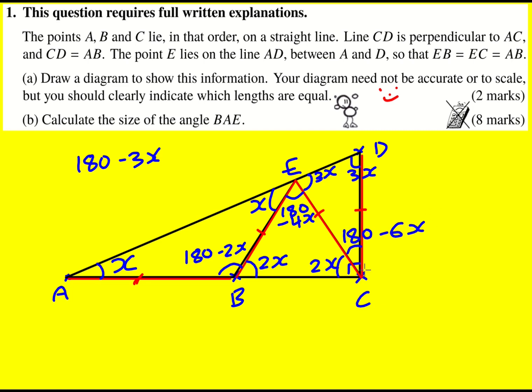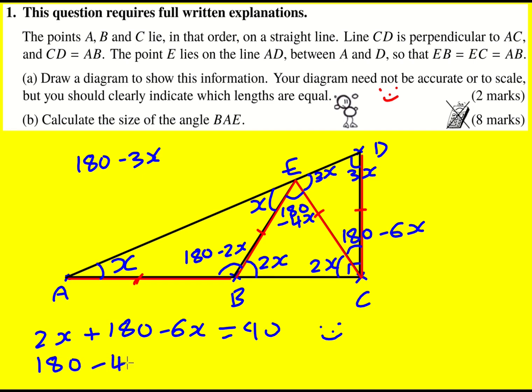Time to bring out the right angle fact. So it must be that 2x plus 180 minus 6x is equal to 90. And finally, I've managed to get an equation to solve. So I can just rearrange this. Let me take it step by step. It's going to be 180 minus 4x is equal to 90. That means 4x is going to equal 90. And from that, we get our answer.